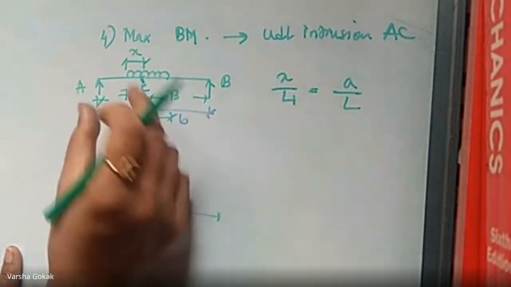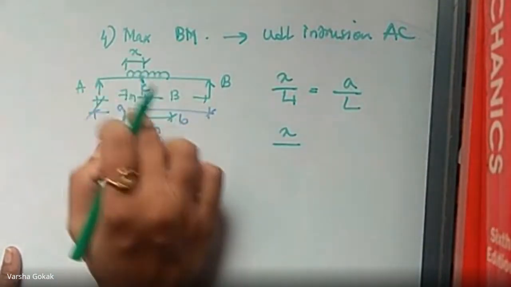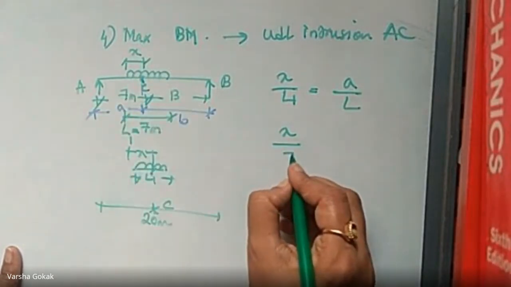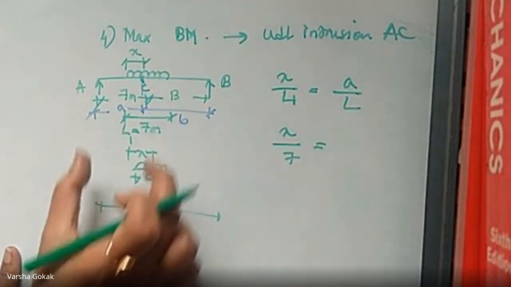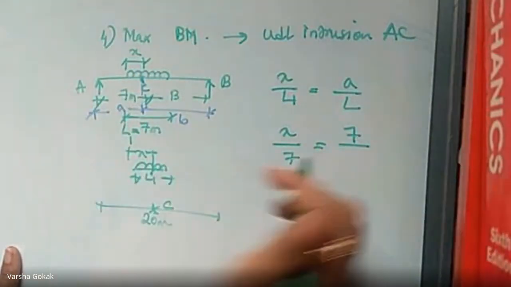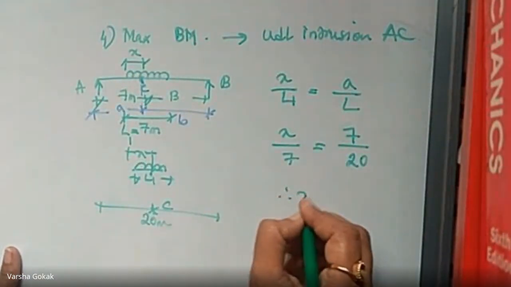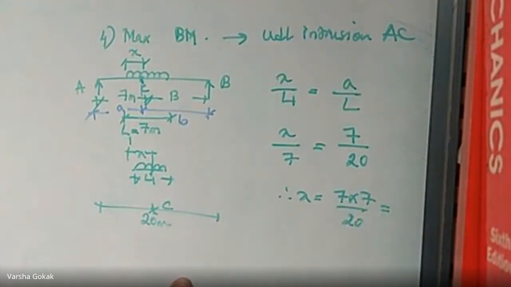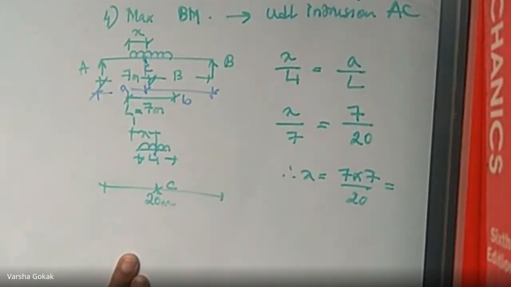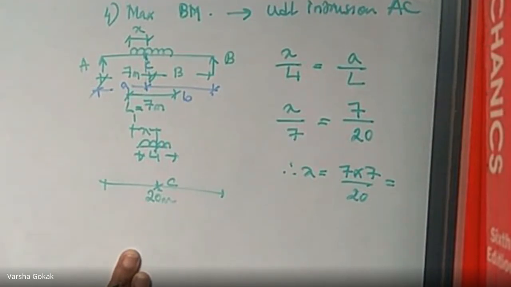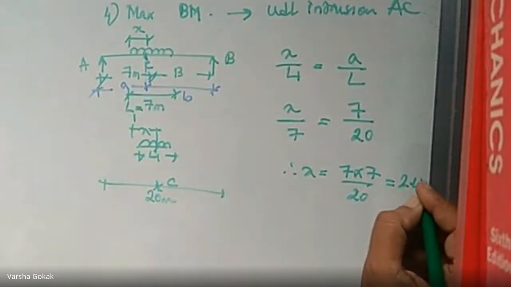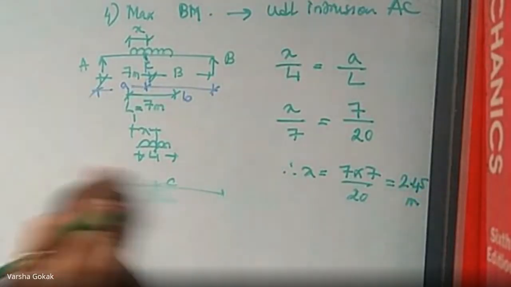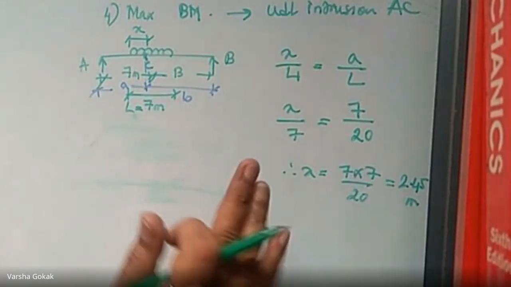And we know all the values. We do not know the value X. So X divided by L1, which is 7 meters, is equal to A divided by L. What is A? The A distance also is 7 meters and total L is 20 meters. Therefore, what is the value of X? 7 into 7 divided by 20. How much is this? 49 divided by 20. 2 point something. 2.45. 2.45 meters. Correct. So it should be placed such that X is 2.45 meters.